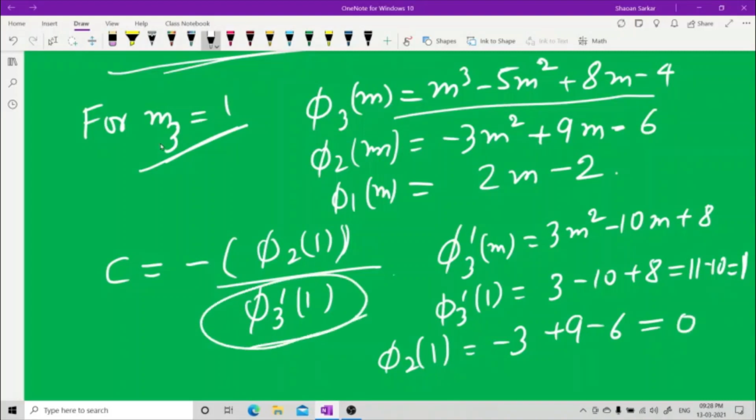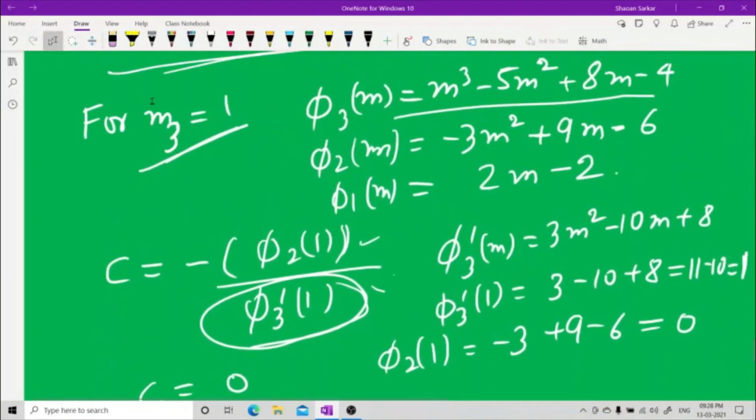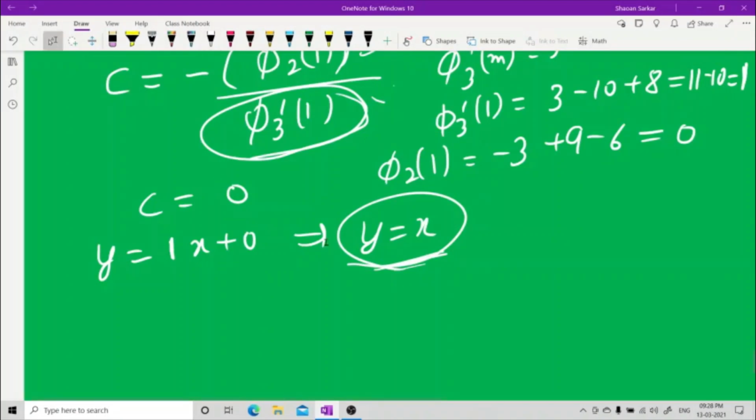The bottom one should not be 0. If the top one is 0, no problem. The numerator is 0, no problem; the denominator should not be 0. So C is equal to 0. So y equals mx plus c. What is m here? 1. So y equals 1x plus 0, which is nothing but y equals x. This is the first asymptote. We got the first asymptote.